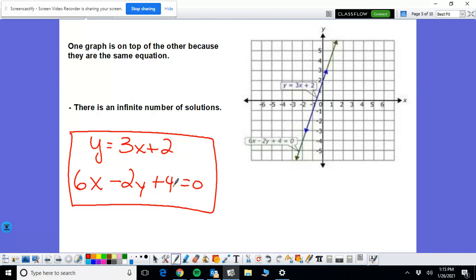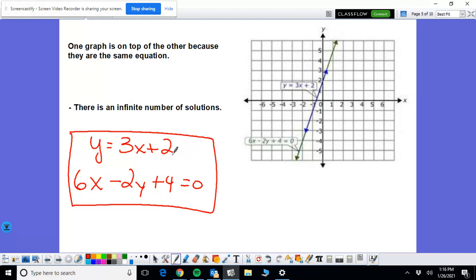If I was to rearrange this equation and get y by itself, I would actually end up with 3x plus 2. Now, I'm not going to take the time on this video to actually get y by itself. But once again, if you want to take the time, if you don't believe me, you can certainly do that. Get y by itself with algebra. You got to move the 4 over, the 6x over, then divide by -2.